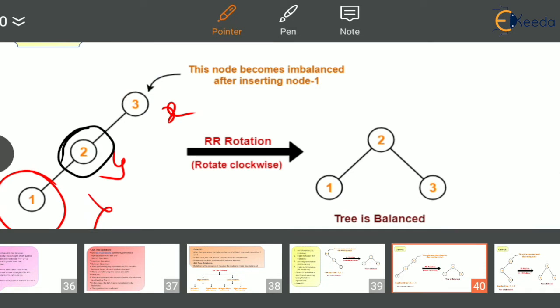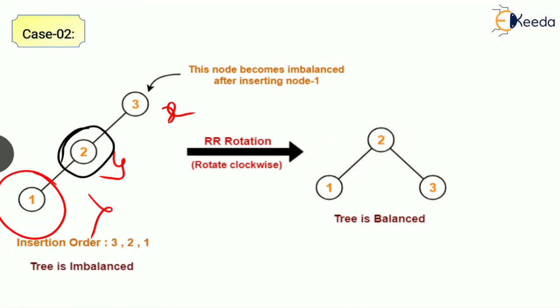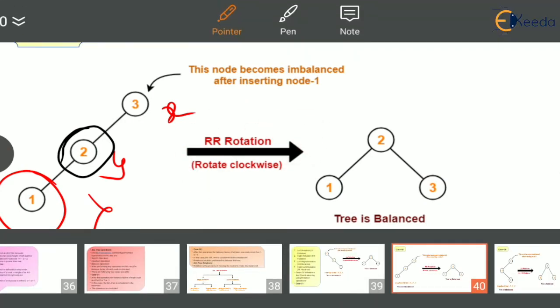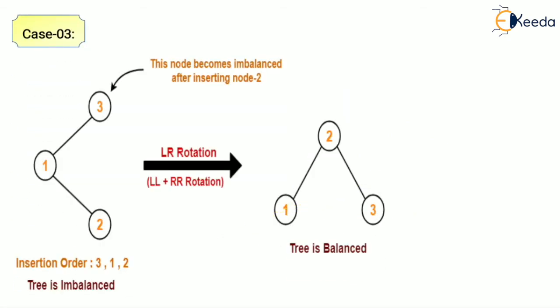This is predefined, that you have to make it in such a way that the tree is balanced. So 1 and 3 are the two children of this node 2. 1 should be at the left and 3 should be at the right. So by considering such a technique, your tree is balanced by using right rotation also. Now the next is case 3, left right rotation.